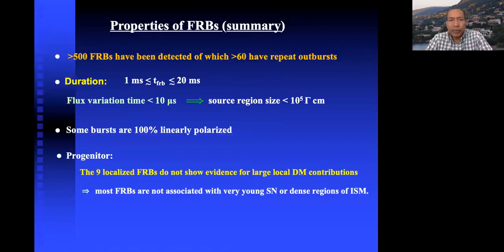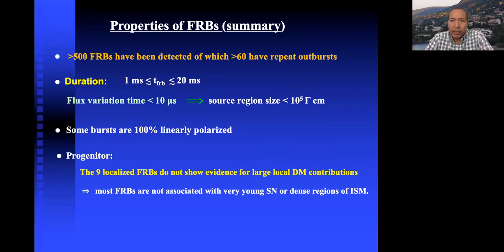Here is a brief summary of the observed properties of FRBs. At this point, more than 500 FRBs have been detected. At least 60 of them have repeat outbursts. The rate of FRBs per day is estimated to be on the order of about 1,000 bursts per day. These things have durations between 1 millisecond and 20 milliseconds. The flux could vary on a very short time scale of 10 microseconds.